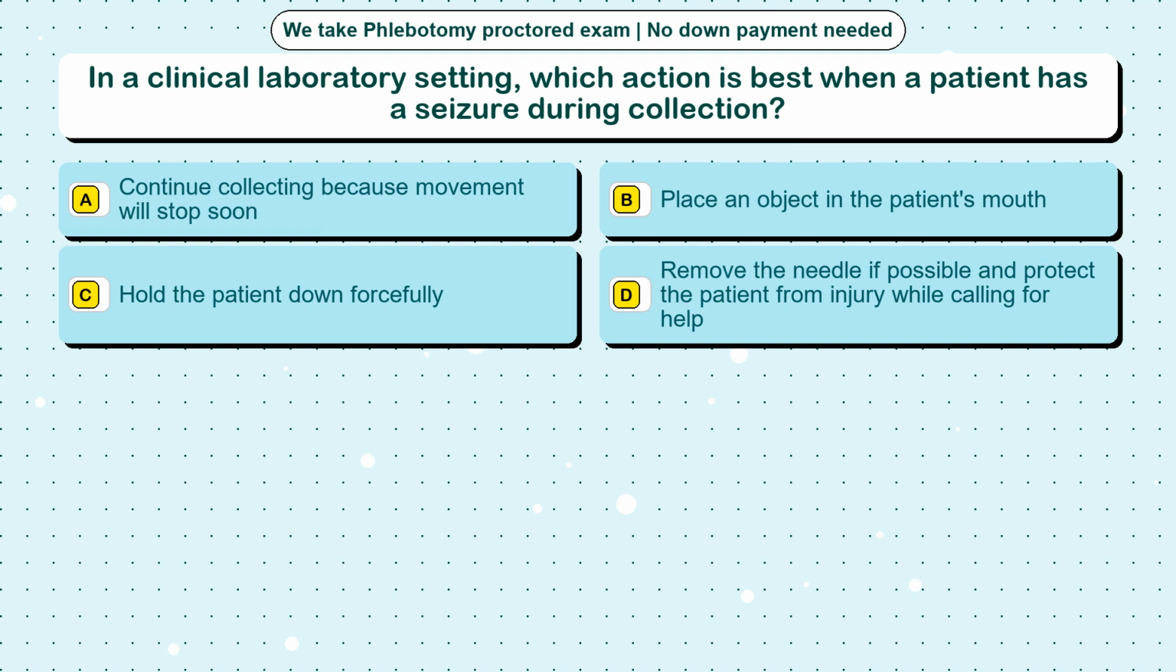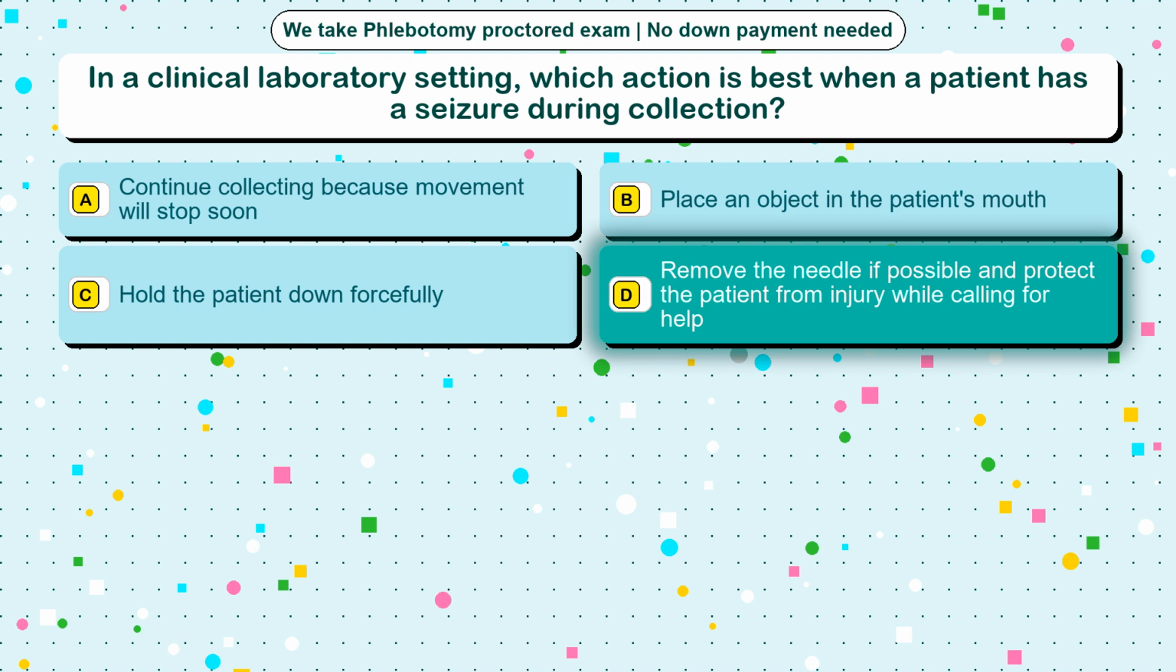Question 99. In a clinical laboratory setting, which action is best when a patient has a seizure during collection? Option A. Continue collecting because movement will stop soon. Option B. Place an object in the patient's mouth. Option C. Hold the patient down forcefully. Option D. Remove the needle if possible and protect the patient from injury while calling for help.